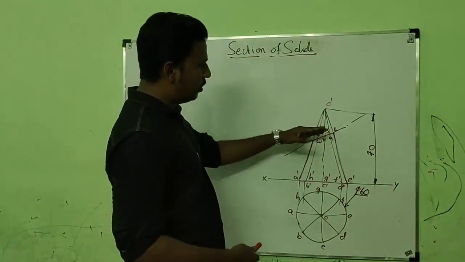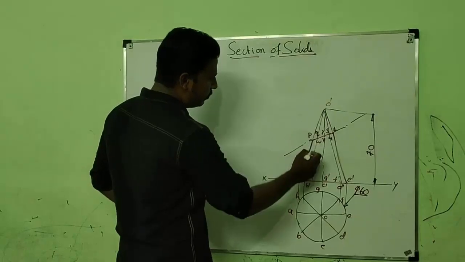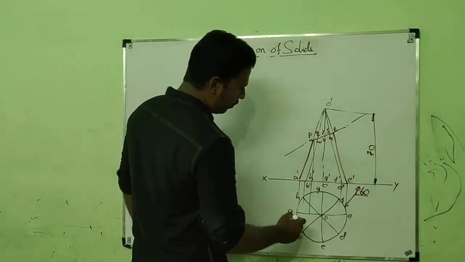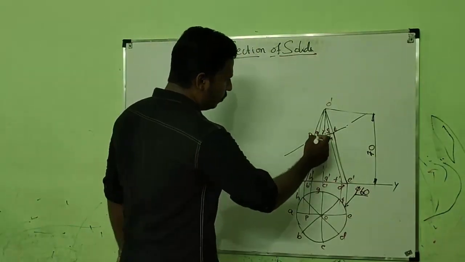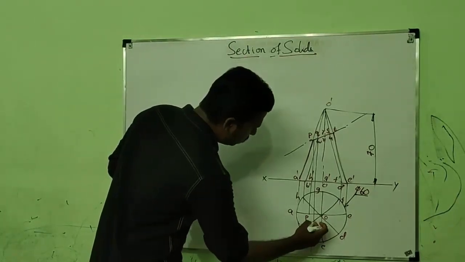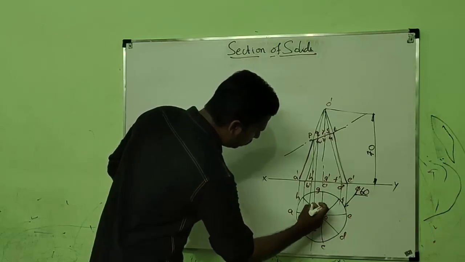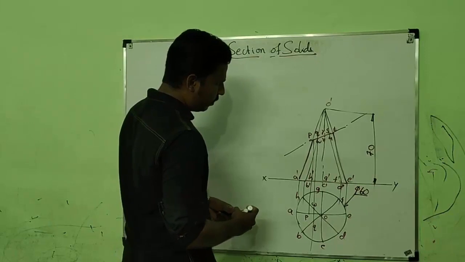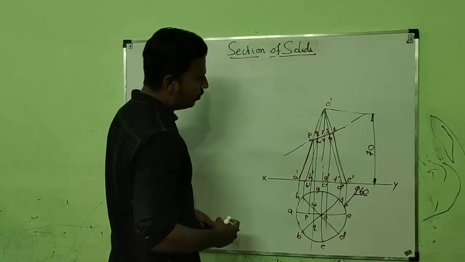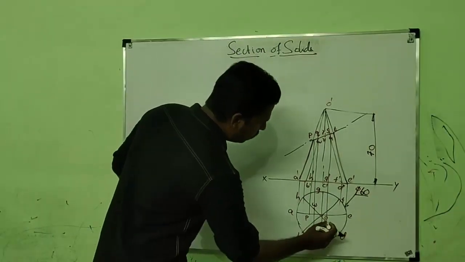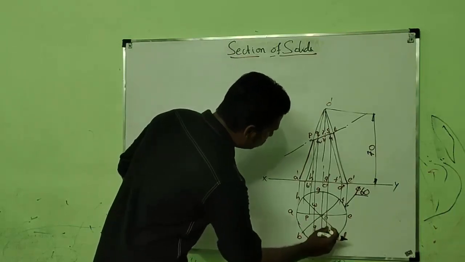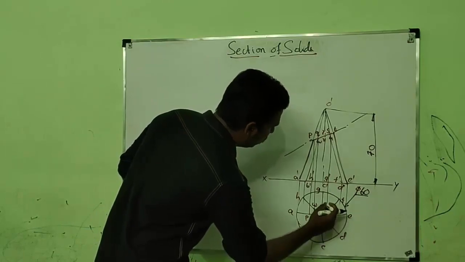Now we have to transfer the cut points to the corresponding edges. Point P is on the edge OA. So we have to mark the point on OA. This is point P. Points Q and W lie on OB and OH. So this is point Q and this is point W. Points S and U lie on edges OD and OF. So this is point S, this is point U.